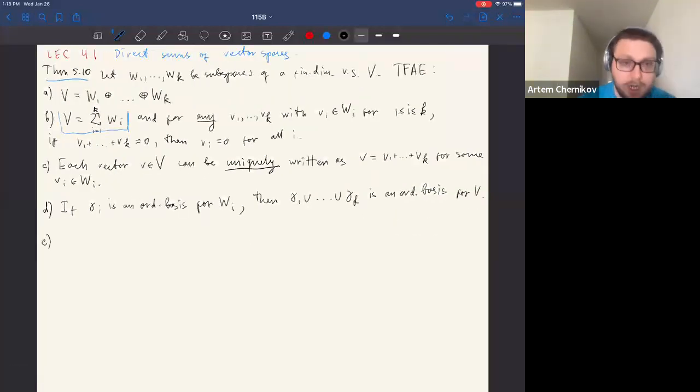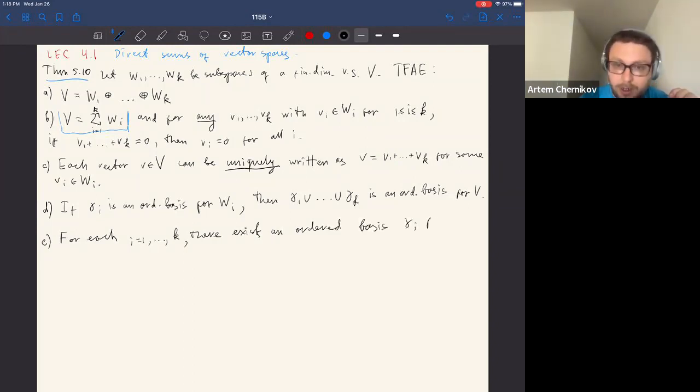So we have one more item, E, okay? So E is like D, but we now say only that there exists a basis of this form, not that every basis is of this form. So for each i from 1 through k, there exists an ordered basis gamma i for the subspace Wi with gamma 1 union gamma 2, etc., union gamma k, an ordered basis for the whole space V.